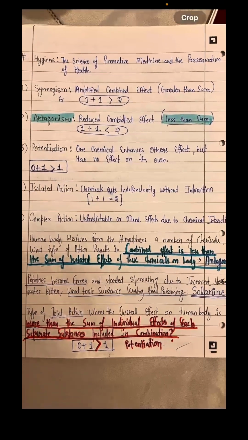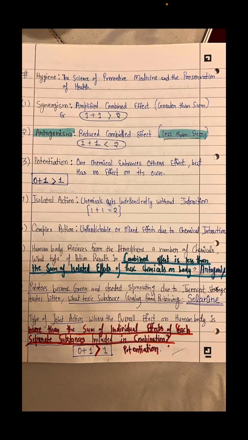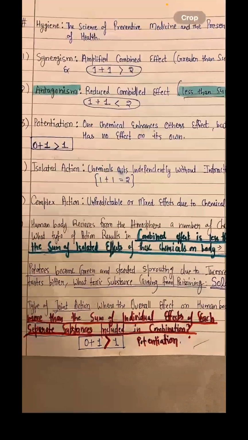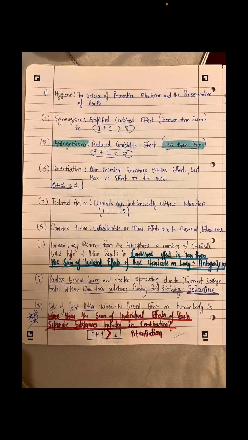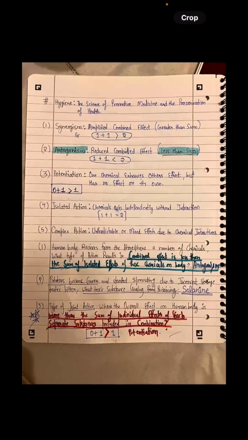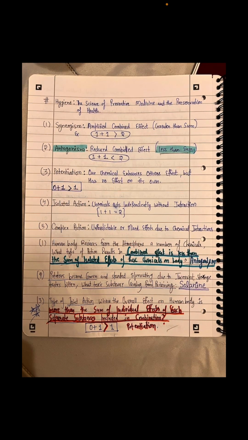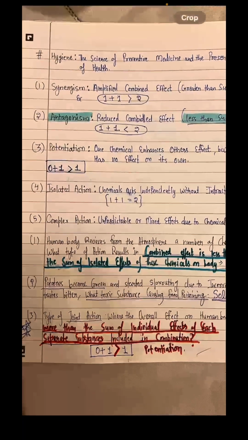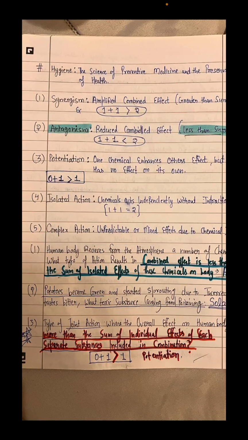Another question they have asked: potatoes become green, and what toxic substance has caused such poisoning? So that's solanine. Mark solanine for the potato poisoning. Another question states: type of joint action where the overall effect on the human body is more than the sum of the individual effect of each separate substance included in the concentration. So we know that when the effect is more than the sum, it's potentiation, right? So the type of joint action which is more than the sum of individual effect is potentiation.